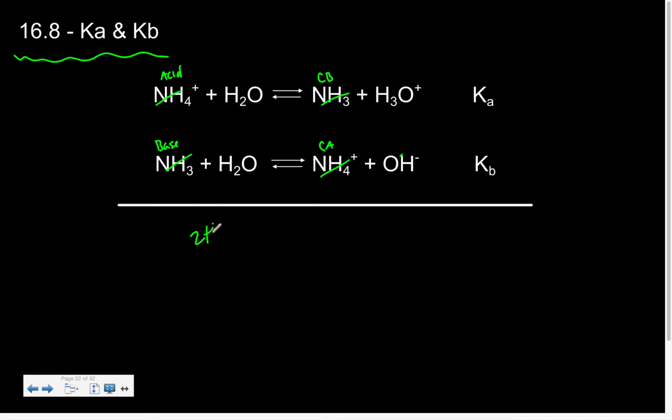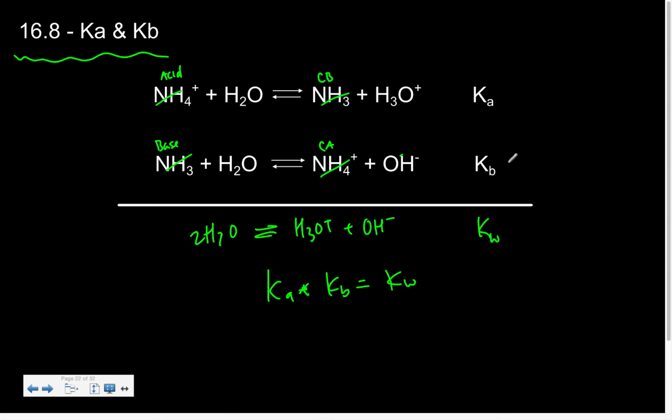Okay, so then, if we wanted to sum these reactions, what do we notice? We end up with 2H2O gives us H3O+ and OH-. What is that? Ding, ding, ding. That is Kw. Which means that if I add these two things and I end up with Kw, that means Ka times Kb equals Kw.